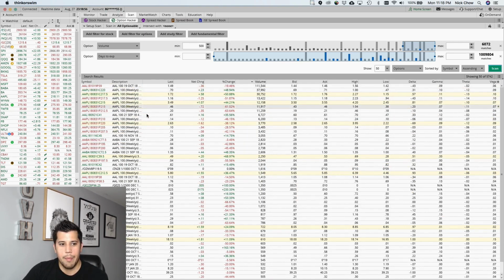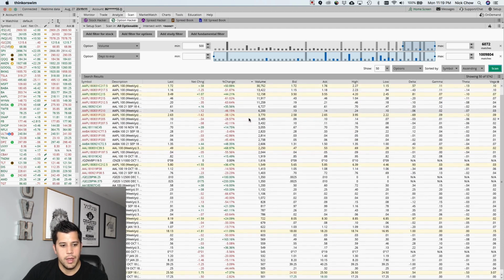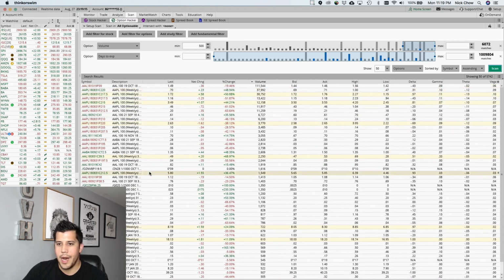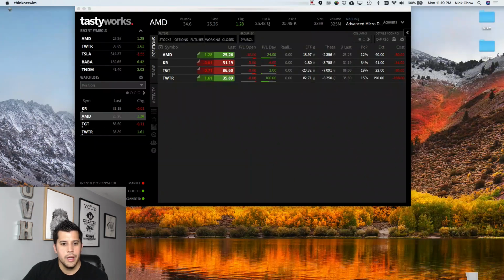As you can see here, Apple's one of the top ones. I don't know why they don't include SPY, I guess because I only wanted stocks, not ETFs, but you can see that SPY is not in here, even though it had like 39,000 contracts. I think the ETFs are not in here, just the stocks.